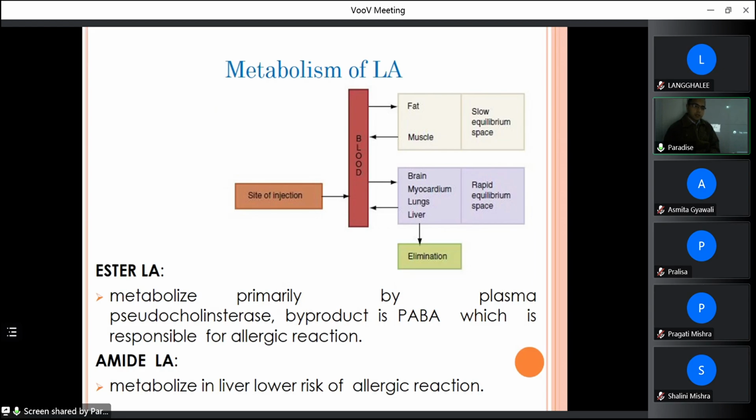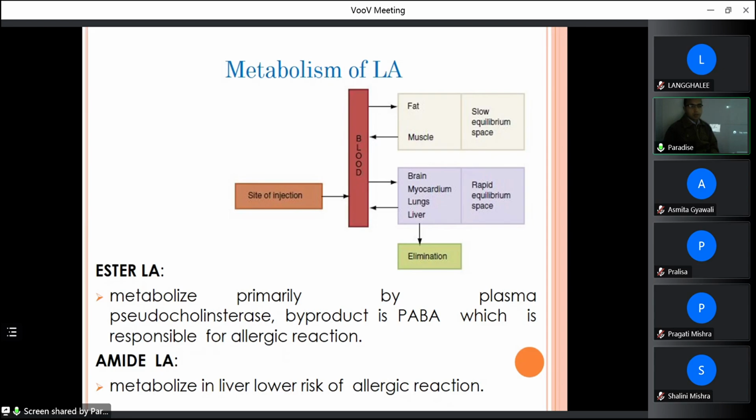In case of ester local anesthesia, it is metabolized primarily by plasma pseudocholinesterase. This enzyme is very important. Usually they ask the question. Esters are metabolized by plasma cholinesterase. Its byproduct is PABA, para-aminobenzoic acid, which is responsible for allergic reaction. This statement is very important. They have asked the enzyme which is used to metabolize the ester local anesthesia, that is plasma pseudocholinesterase. Its byproduct is PABA, para-aminobenzoic acid.